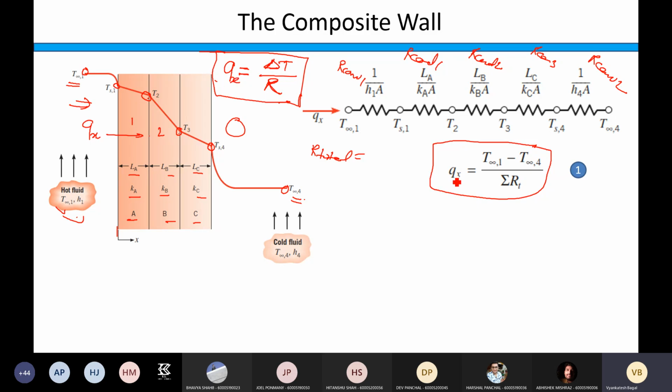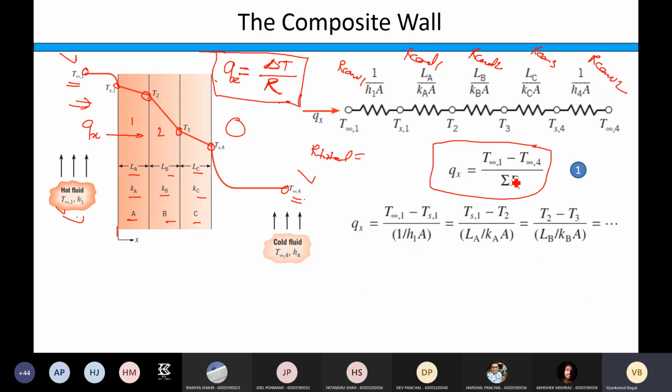Same thing we are doing here, Qx is the overall temperature difference, T infinity 1 minus T infinity 4, divided by the sum of all the resistances which are between these two nodes. So these 5 resistances, right? Is it clear? I already explained this part in the previous slide itself, right?